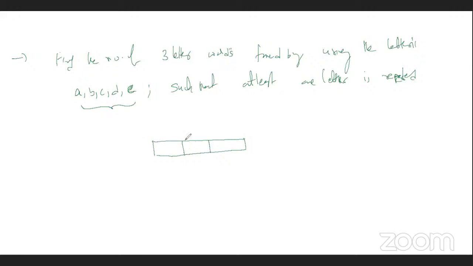Actually for this, how many chances are there? 5. For this, suppose I am involving repetition: 5, here also 5, here also 5. So 5 cube. Is it right? Yes, sir. Repetition is allowed. Is it right? Yes, sir. Suppose repetition is not allowed.